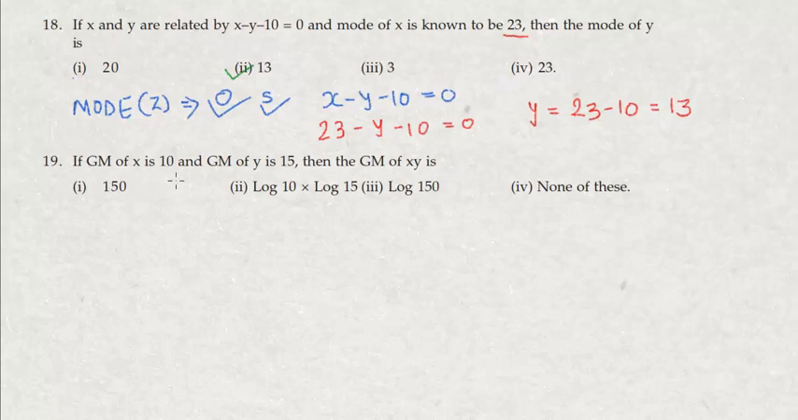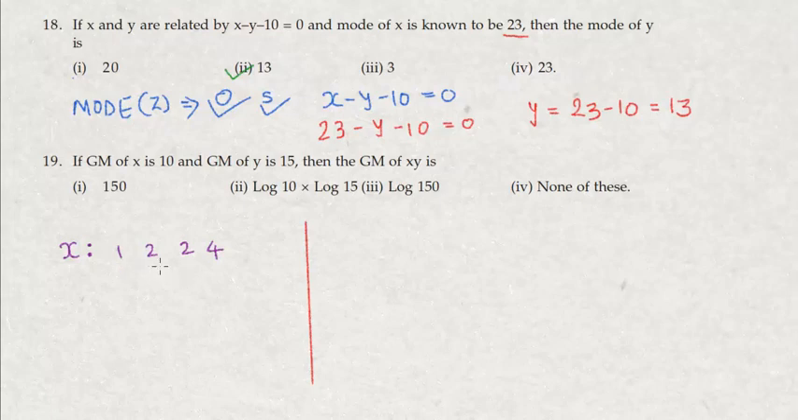If the geometric mean of X is 10 and the geometric mean of Y is 15, then the geometric mean of X into Y is? This is a very interesting question and we can solve it, but before that let me give you a very simple example to understand the concept. Let me take some hypothetical values of X for the explanation only. Suppose X is 1, 2, 2 and 4. Now can you find out the geometric mean here?